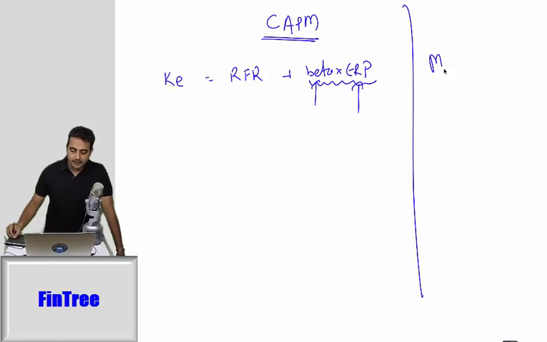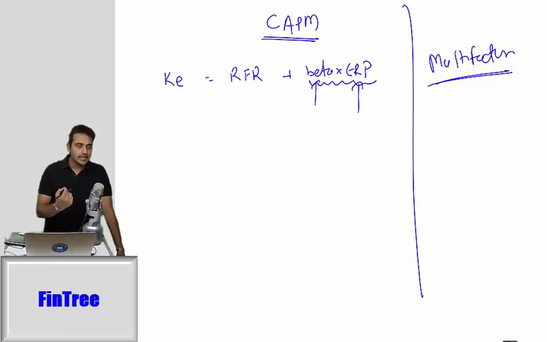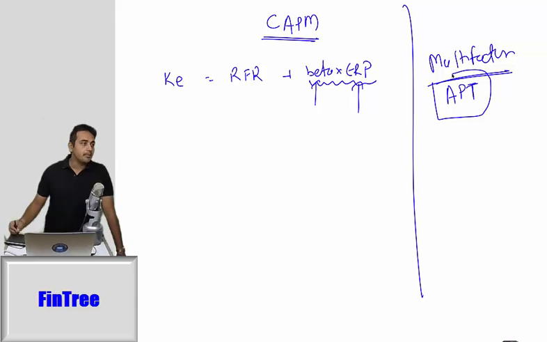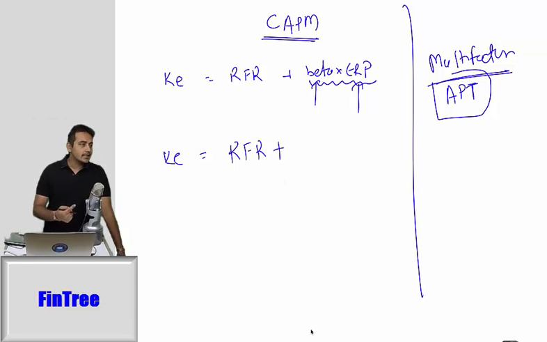As against this, what multifactor says is that instead of having only one exposure, let the analyst decide which risk factors or which risk elements the stock is exposed to. So one classic example that they've given, or one type of multifactor model, is called APT, Arbitrage Pricing Theory. This model will give you a similar equation. It will say cost of equity is equal to RFR plus, but then it will ask you what are the risk elements to which the stock is exposed.